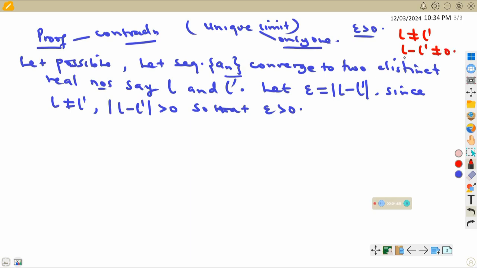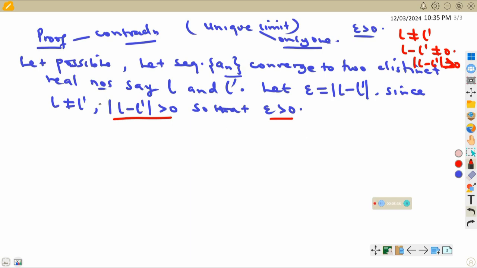And if that is true, it means L minus L dash can be a positive value or it can be a negative value. But if we take the absolute value, it means the absolute value of L minus L prime will not be equal to 0. It will be greater than 0, because first of all, this is not equal to 0. So the absolute value must be greater than 0. So that's why we can write this. So if that is the case, we already have epsilon greater than 0.